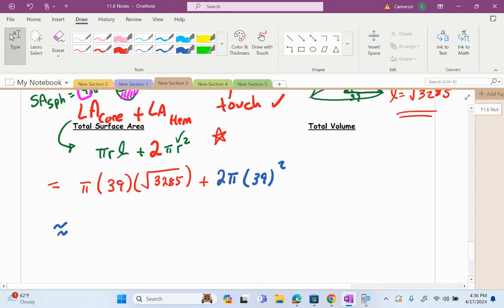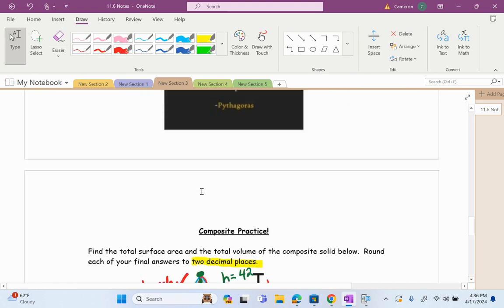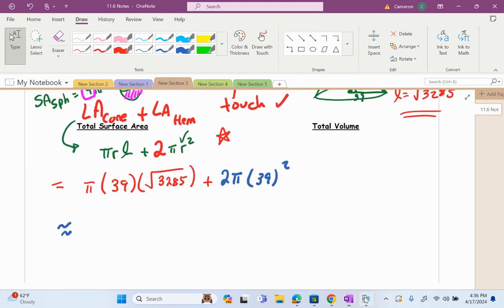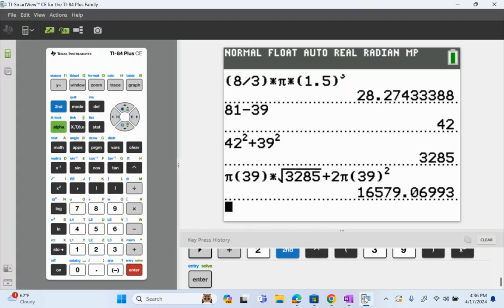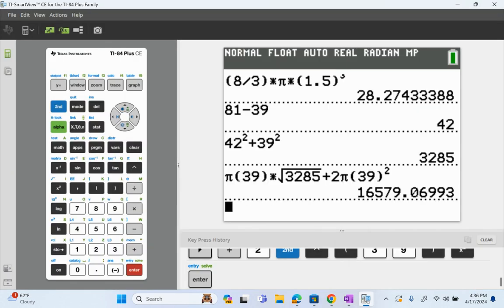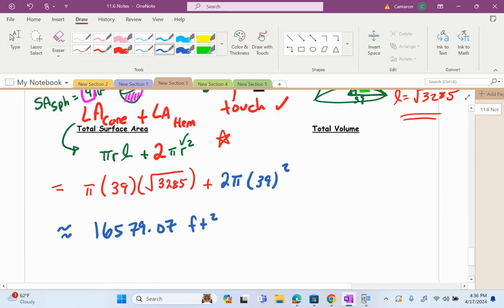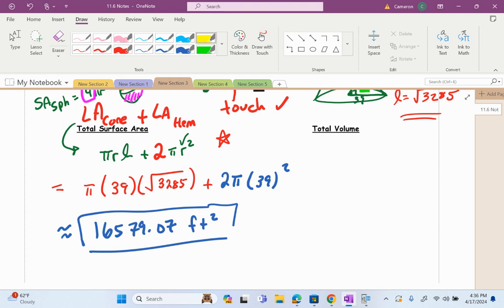What do we want to round to? Let's see. We are rounding to, oh, looks like it's freezing for a second here. Ooh, what happened? 2 decimal places. Okay, so what does that leave us? 16579.07. And we are doing units feet squared for area. Okay, so there's total surface area.